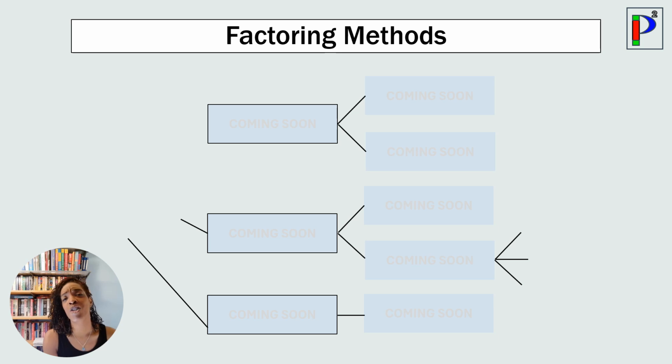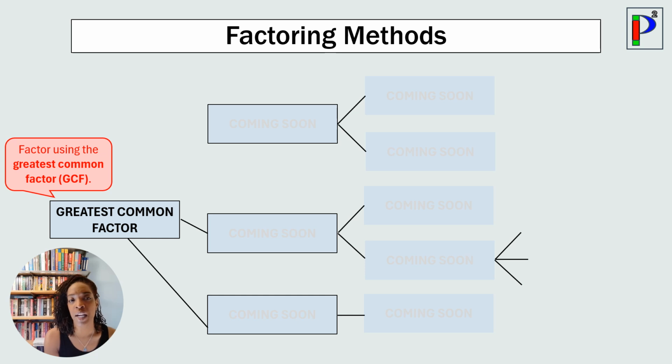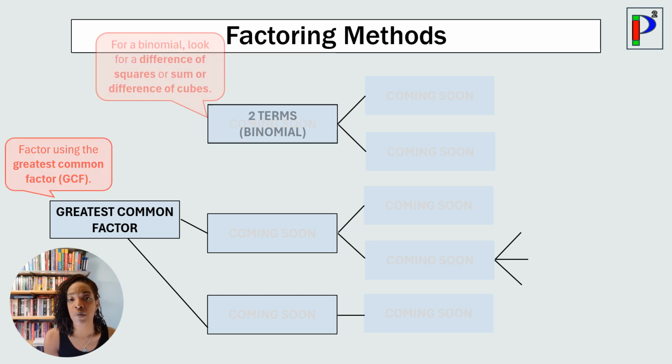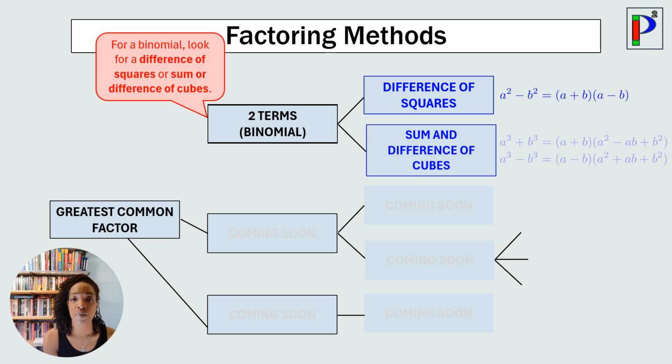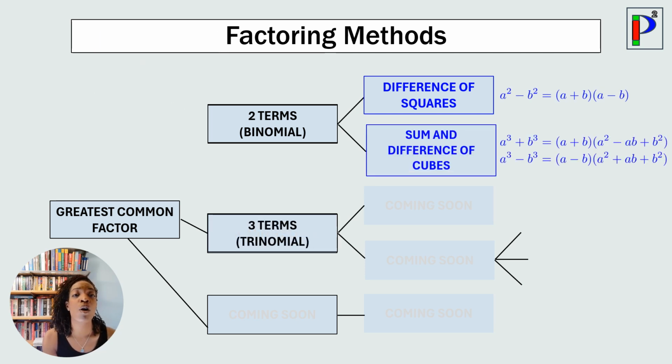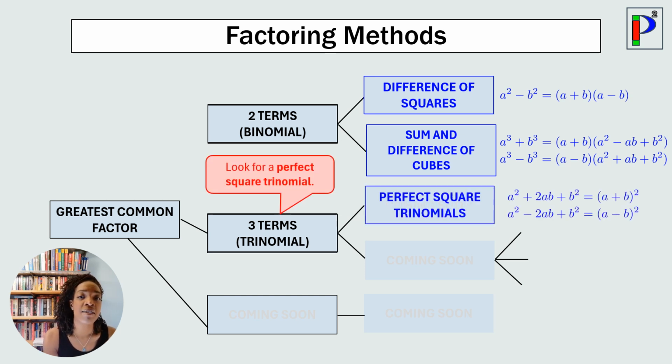Okay, let's look at our giant factoring tree and get our process together. So no matter what kind of polynomial, we always begin with the greatest common factor. Once we factor that out, we look inside the parentheses and count the number of terms to determine our next step. So if we have two terms, we look for a difference of squares or a difference of cubes. Okay? If there are three terms, we look for a perfect square trinomial, or you can use the AC, box, or guess and check method.